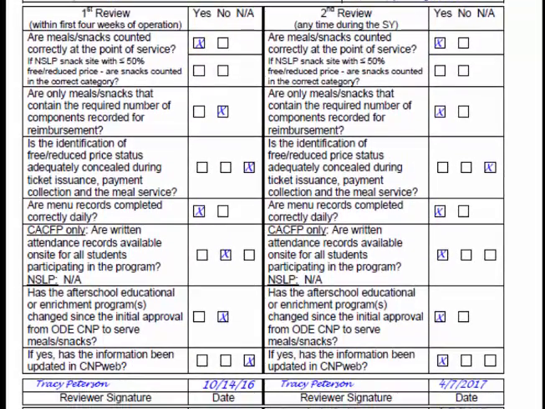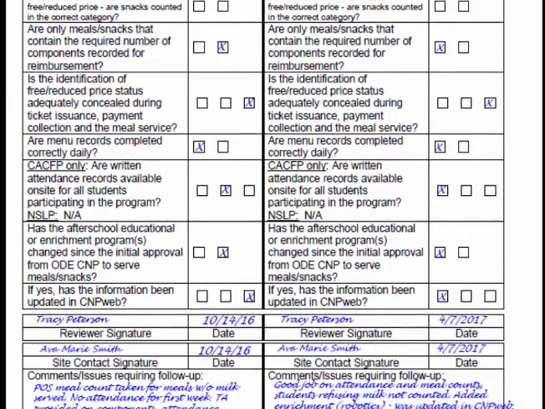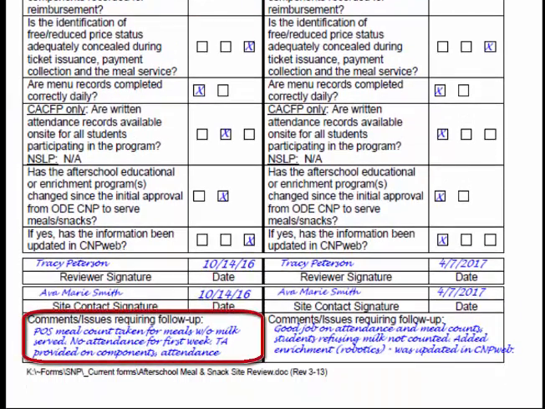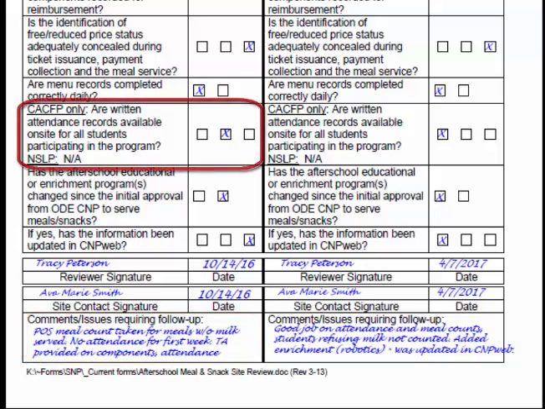During the first review, the site monitor found that the meals were counted at the point of service, but meals were being counted that did not meet the meal component requirements. In this case, you could see on the comments at the bottom that meals were counted even when fluid milk was not served to the participant. In addition, attendance records were not being kept for the first week.